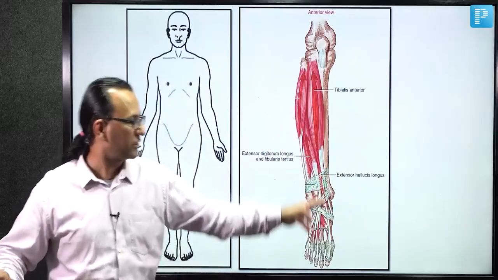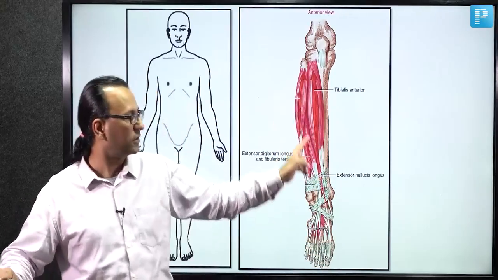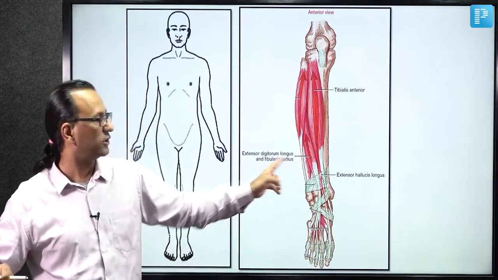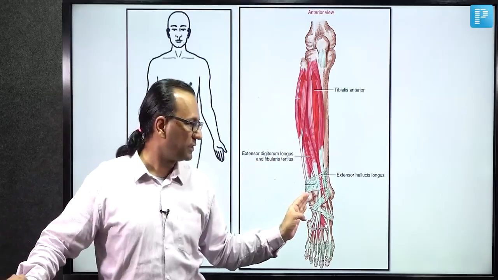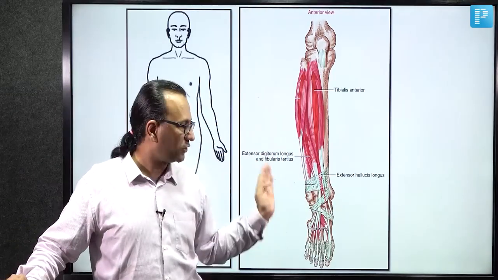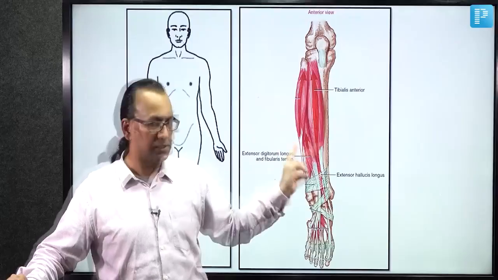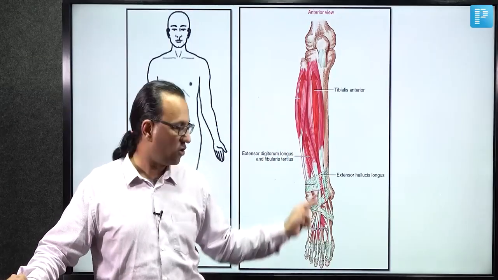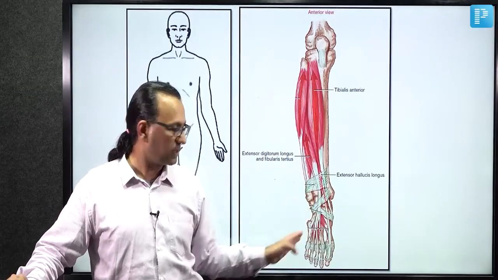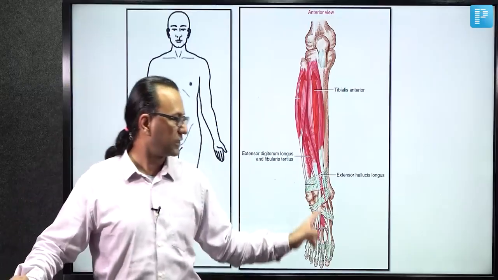then you have the extensor hallucis longus for the great toe, extensor digitorum longus for the other toes, and there's a peroneus tertius also. Peroneus tertius muscle, though it is an everter at the subtalar joint, is also working with the anterior leg muscles for the dorsiflexion or the extension at the ankle joint and the toe joint. And you can see there are 2 extensor retinacula.